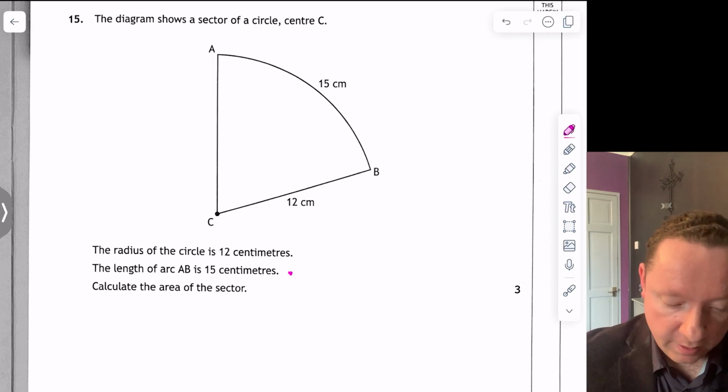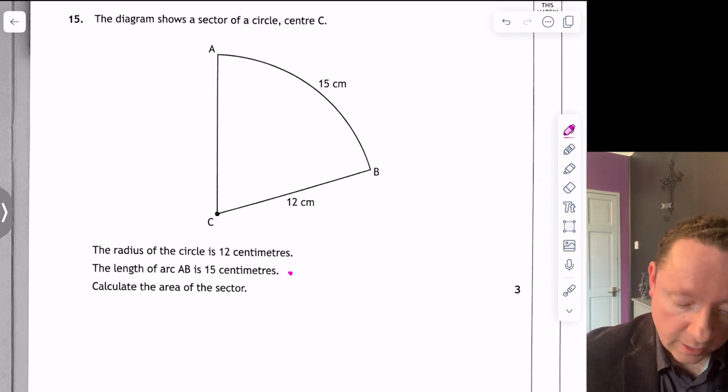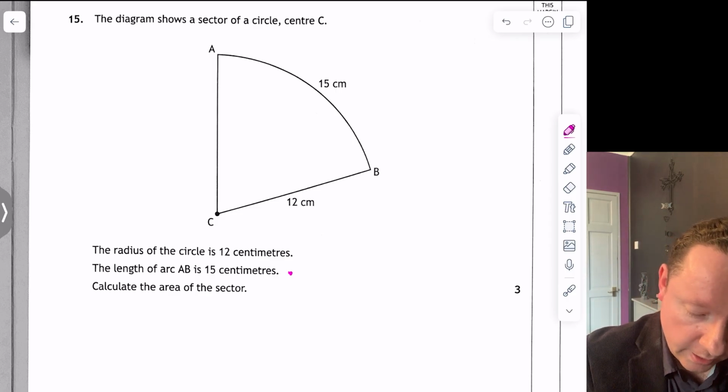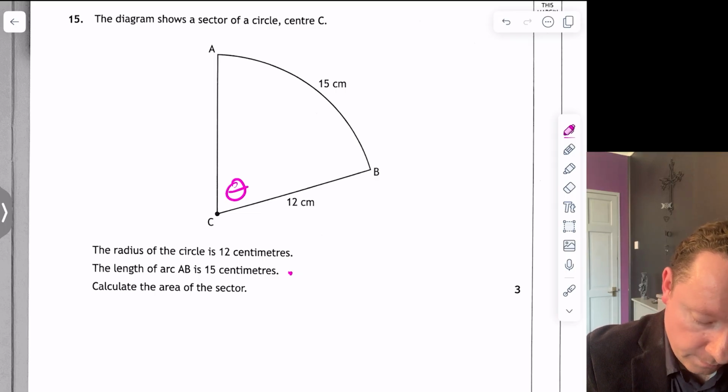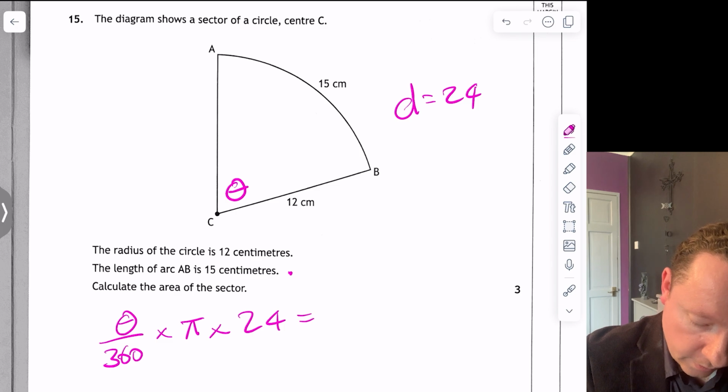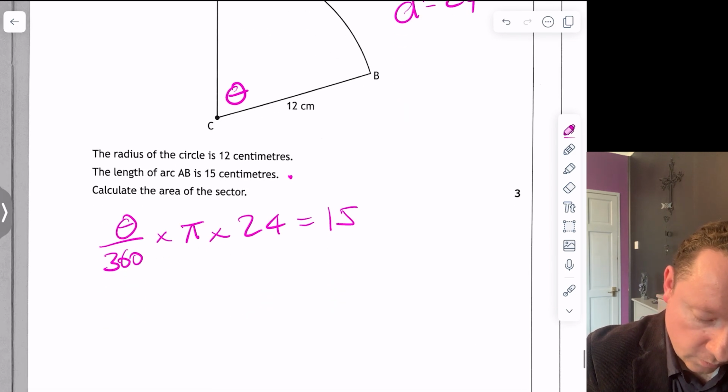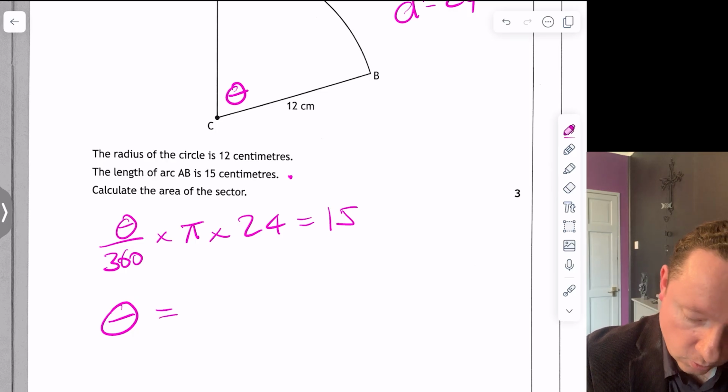So to find the area of a sector, I need the angle. So I'm going to have to work backwards from the arc length. So let's call that theta or anything you want. Arc length, angle over 360 times pi times the diameter, which is double 12, 24, equals the arc length, which is 15. So working backwards from there, I can immediately get theta, so I always do it this way.